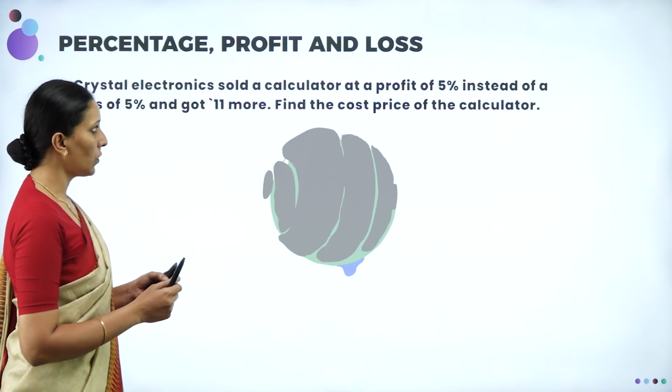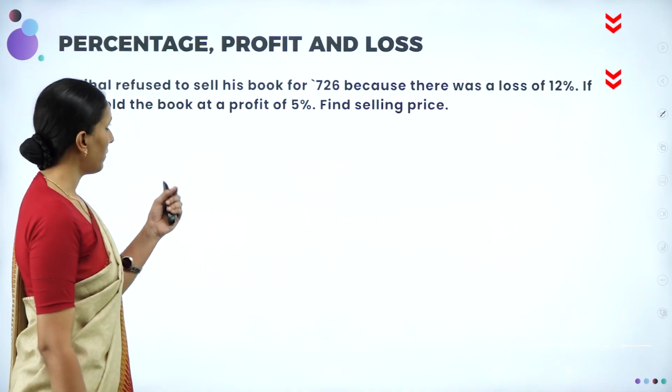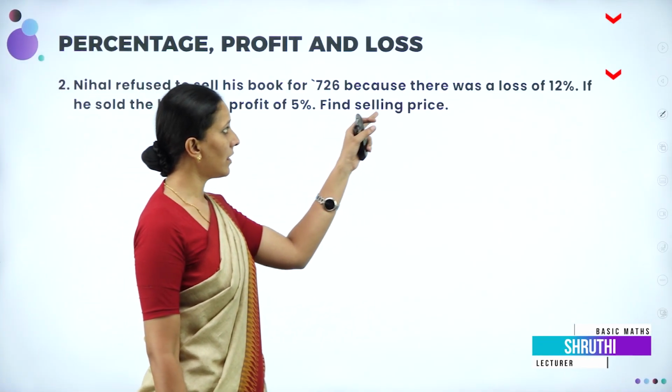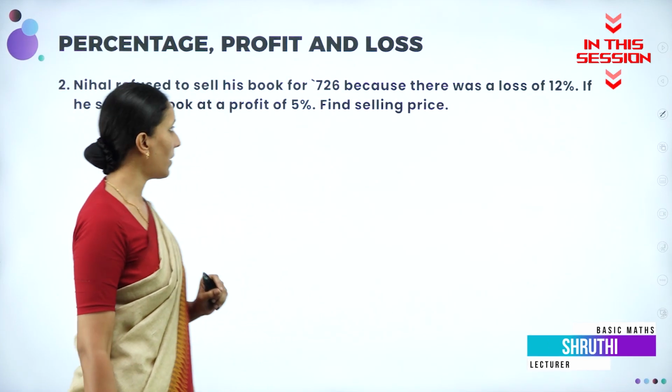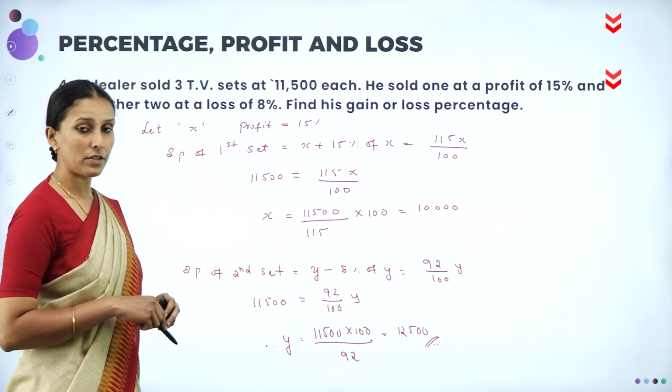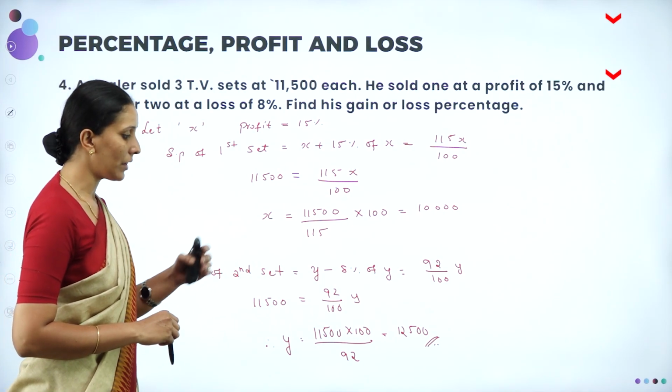So here we don't know the cost price, so let us keep the cost price as X. If he has sold it for 726, then there will be a loss of 12%. So using that, we can find the cost price of the book. Cost price of the second set is 12,500 and so is the cost price of the third set, that is 12,500.